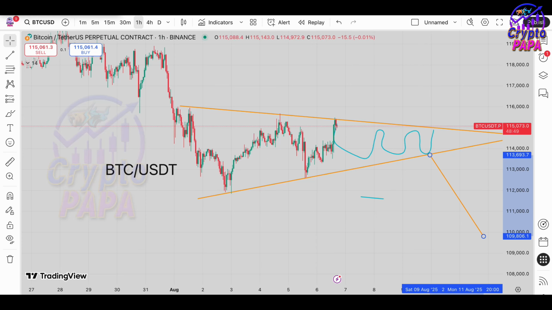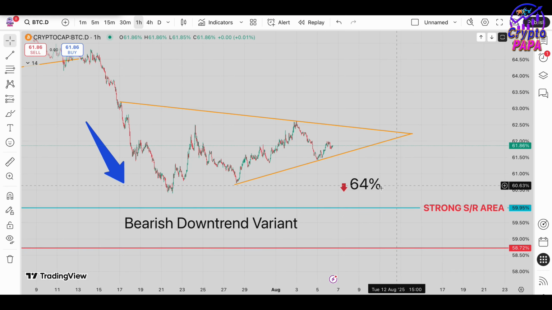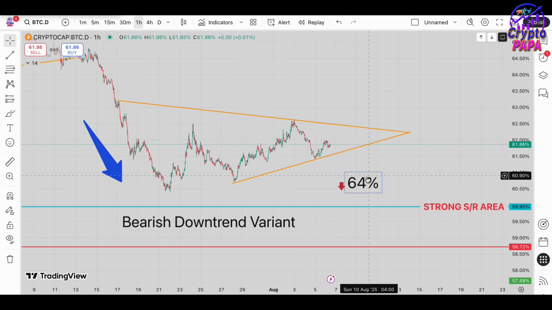So let's move on to Bitcoin's dominance. Same, this is a symmetrical triangle, and of course with the 64% looking bearish, it is the same as Bitcoin, where it could potentially go to the downside first. And of course we are referring to the liquidation heat map.